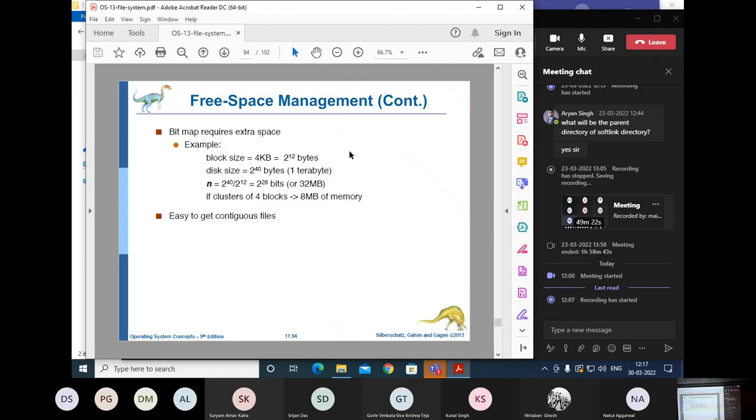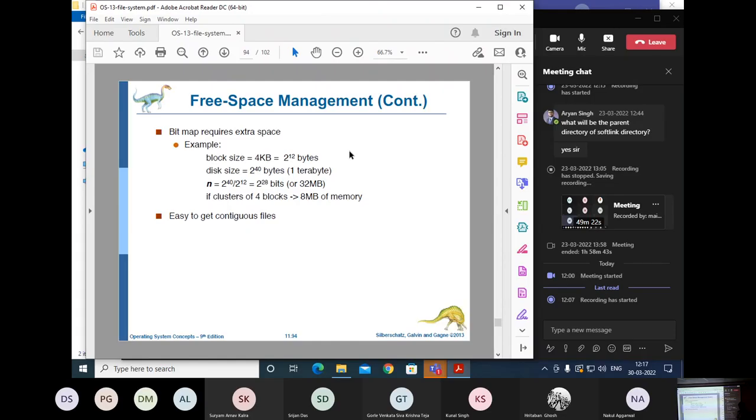Again, bookkeeping, right? So say you have a block size of 4 kilobytes, in a modern operating system, which is 2 to the power 12 bytes, and you have a disk size of 1 terabyte, which is 2 to the power 40. This is how I generally remember it: KB is 2 to the power 10, MB is 2 to the power 20, GB is 2 to the power 30. So 2 power 40.